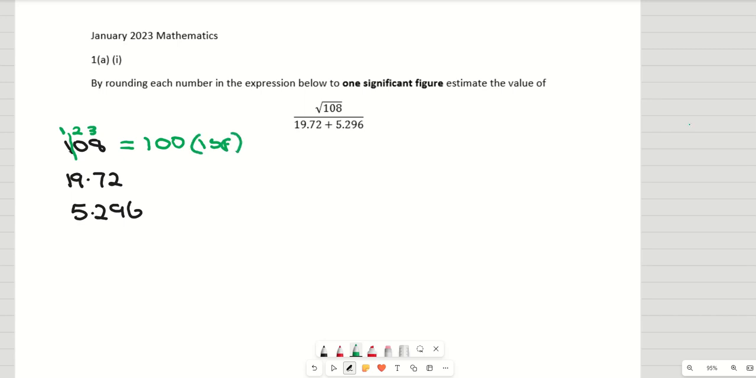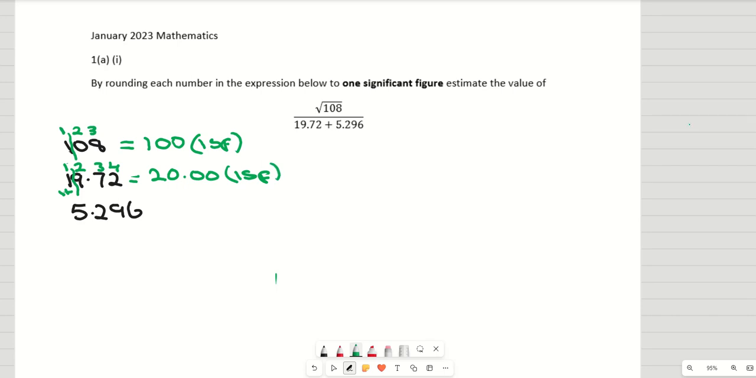Right? 19.72. 1 would be your first significant figure, 9 is your second, 7 is your third, 2 is your fourth. You're going to draw a line after your first significant figure. The number after the line is 9. That is more than 5, so you have to add 1 to that 1. So it would be now 2, and remember everything after the line is 0, so it'll be 20.00, and this is to one significant figure, right?